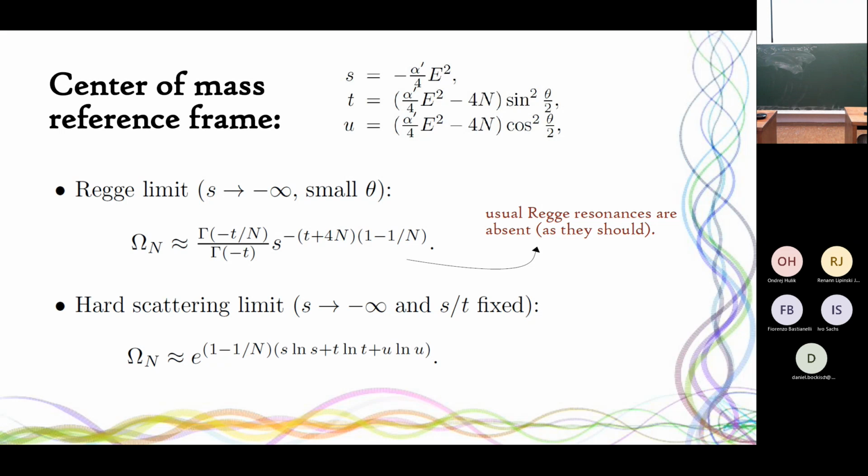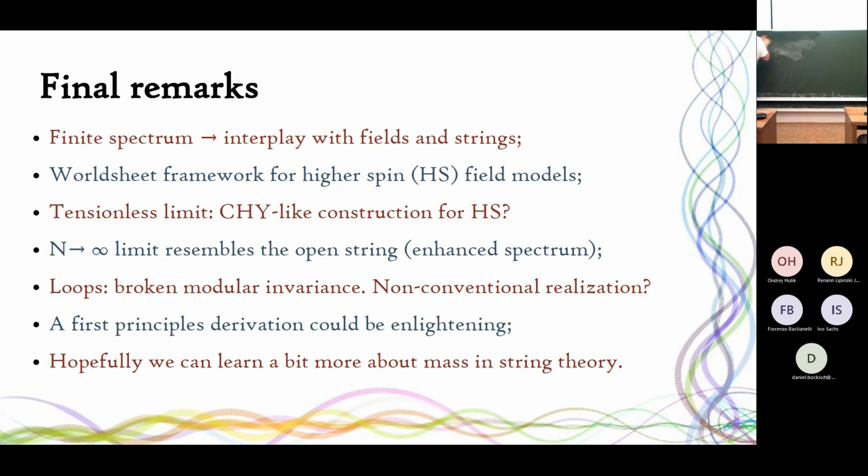Okay, so let me give you now a better idea of the motivation once you know these details. Let's say for the n equals one case. So this is the HST one. So there is a finite spectrum.